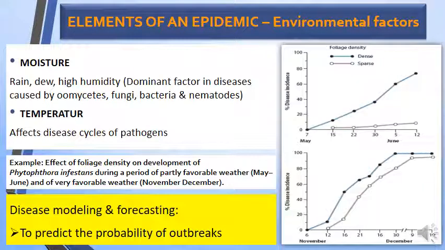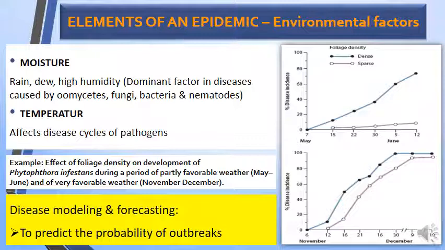The third element that can affect the development of epidemic disease is the environmental factors, especially moisture and temperature. These two weather factors are often the most important factors affecting the length of the disease cycle, and by the length of the disease cycle we mean the time from infection by inoculum to the production of more inoculum.